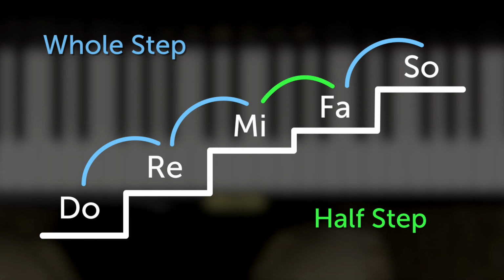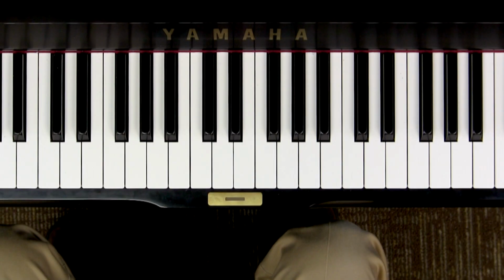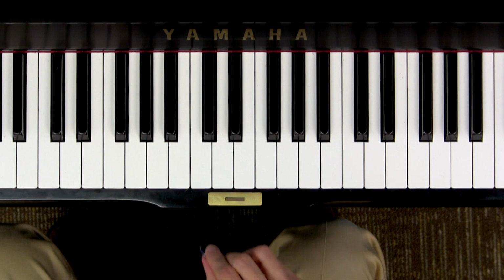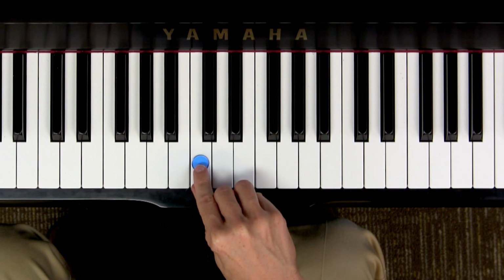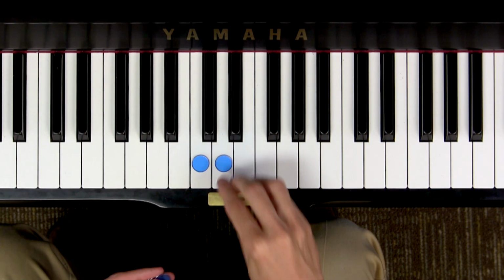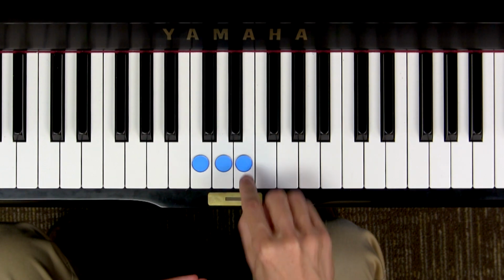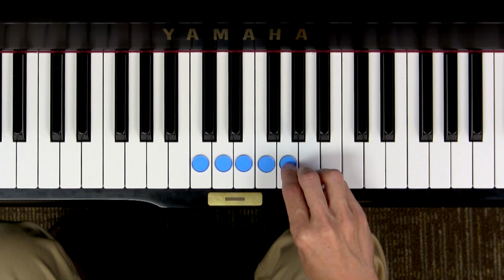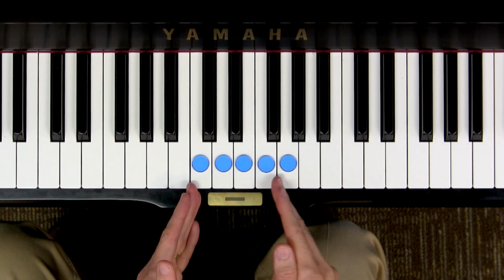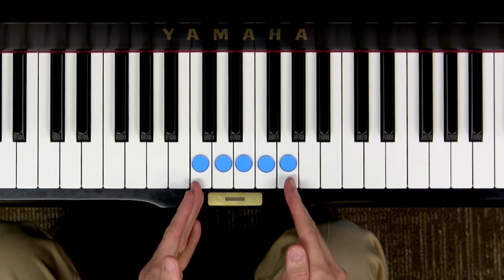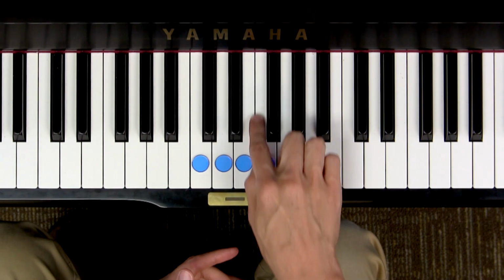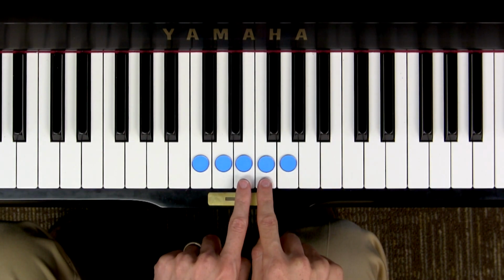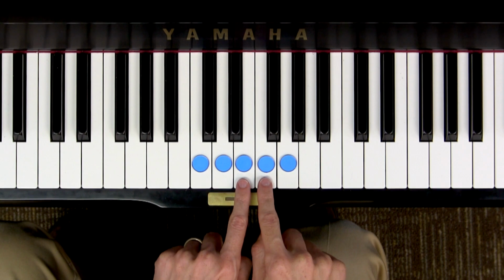Now let's try to apply that to finding pentascales on the piano. If we want to build a major pentascale on C, that means C is do. Then we need to go up a whole step, then another whole step, then we need a half step, and then finally another whole step. So you see that naturally all of the notes fall on white keys because since there's no black key here, we naturally have a half step already between mi and fa.